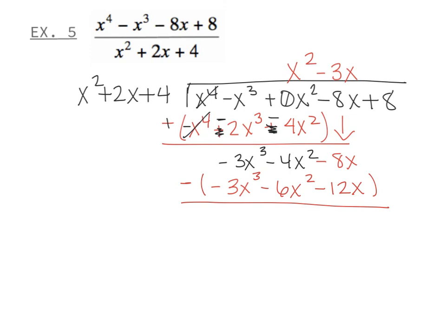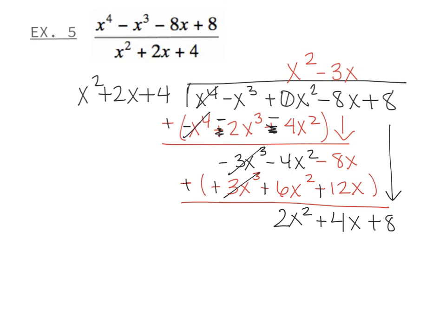So I'm going to distribute that negative. Negative and negative is a positive. So I have negative 3x cubed cancels. And negative 4x squared plus 6x squared gives me 2x squared. I have negative 8x plus 12x gives me positive 4x. And again, bring down that positive 8.